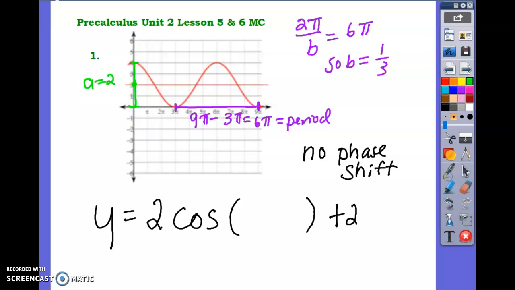So that is, why isn't that hovering? Okay, that was right there.